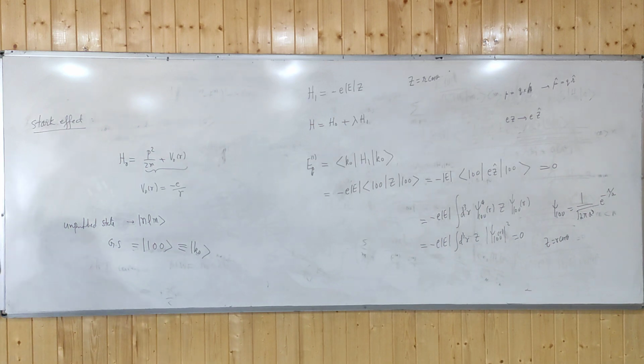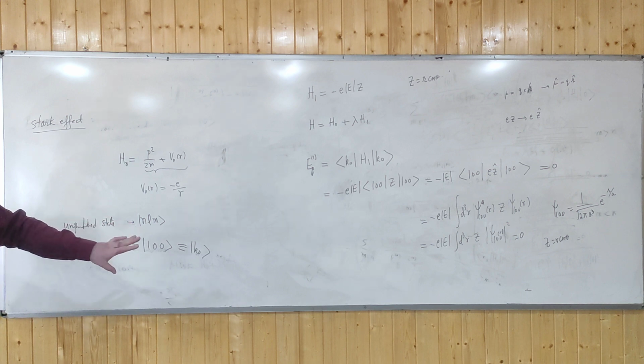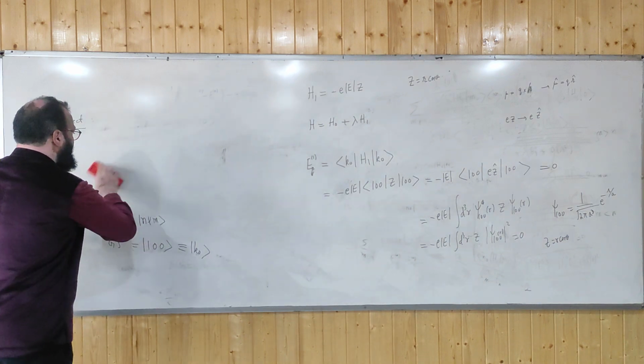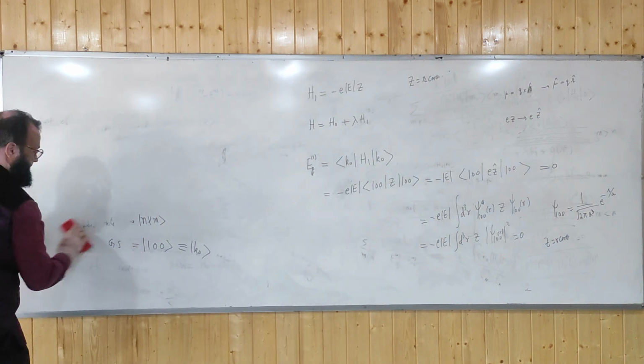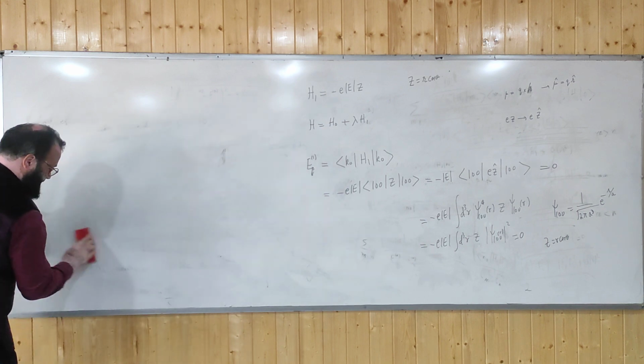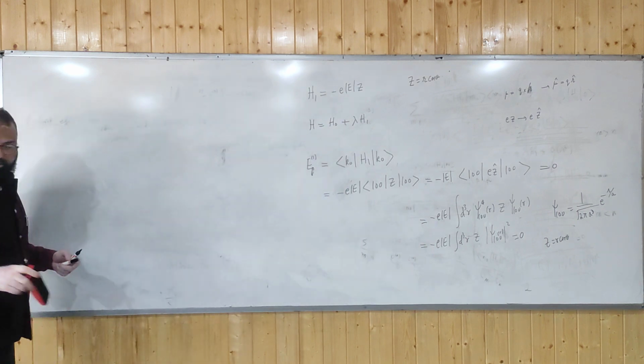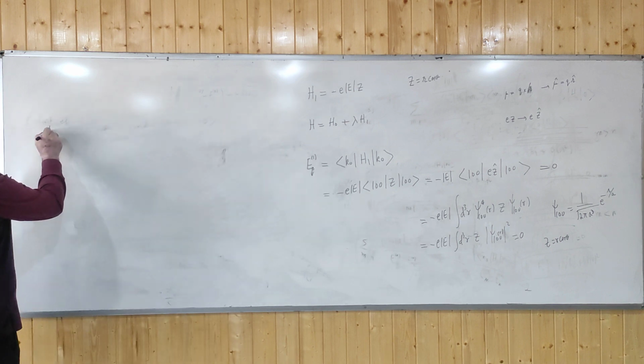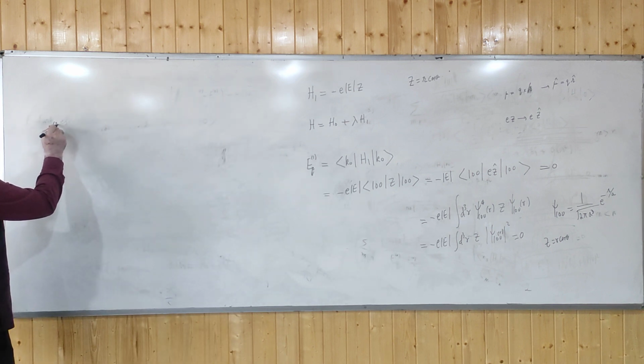So that means there is no correction to the ground state. Sorry, there is no first order correction. Now let's look at the second order correction to this very problem. So what is our second order correction? Let's calculate the second order correction to the ground state.